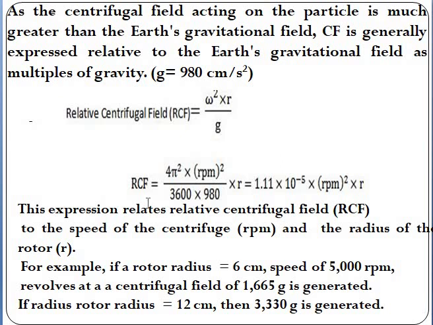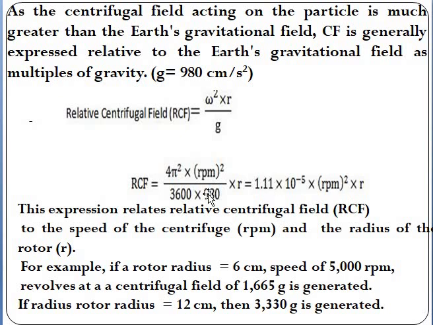So RCF is equal to, on further extension, 4 pi square into RPM whole square divided by 3600 into 980, that is the meter to centimeter conversion, into R. This is the general formula. On simplification of these standard values, we get RCF is equal to 1.11 into 10 power minus 5 into revolutions per minute whole square into R, that is the radial distance.